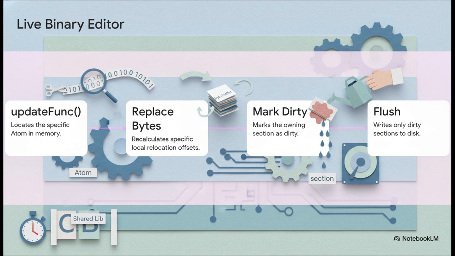When you change a function, the compiler calls an update hook. It locates that specific atom in memory, swaps out the bytes, and recalculates only its local offsets. It then marks that specific section as dirty. When it's time for the final flush step, it only writes those dirty sections to disk. Your external C objects and unchanged libraries, they are left completely untouched. And that, right there, is exactly how you get a 300 millisecond rebuild on a massive project.